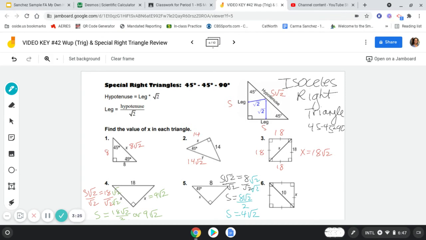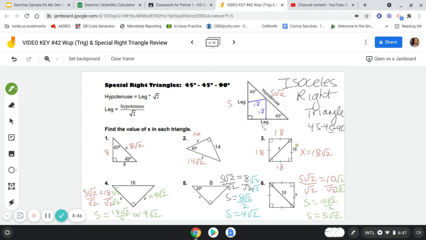Again, last one, they gave us that 10 is the hypotenuse. That means I need to use the rule. I need to set up an equation of the side length root 2 is equal to that 10. Divide both sides by root 2. We have to rationalize that denominator. And we're going to get 10 root 2 over 2, or 5 root 2 final answer.